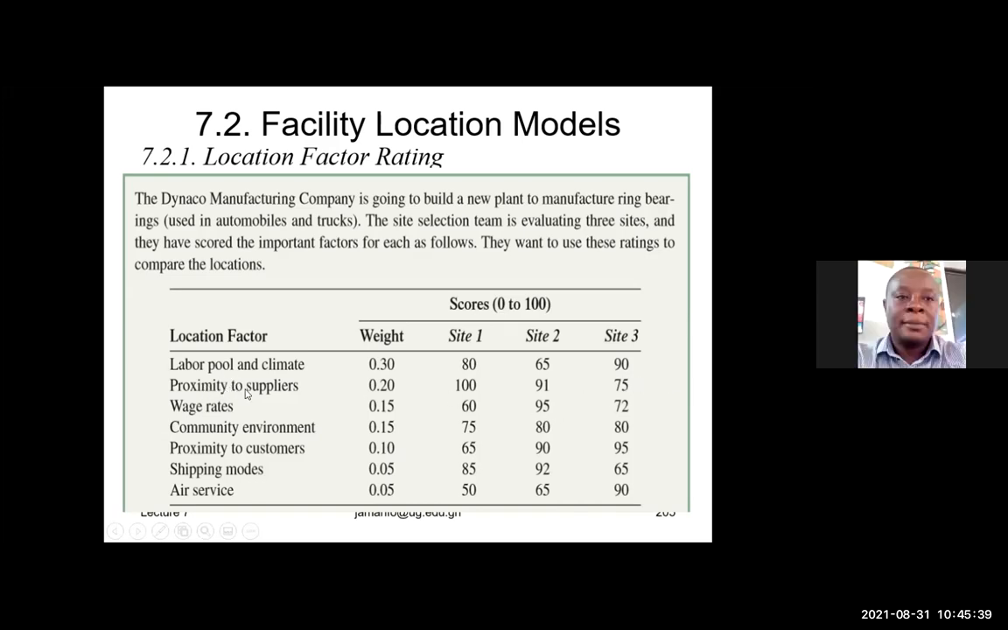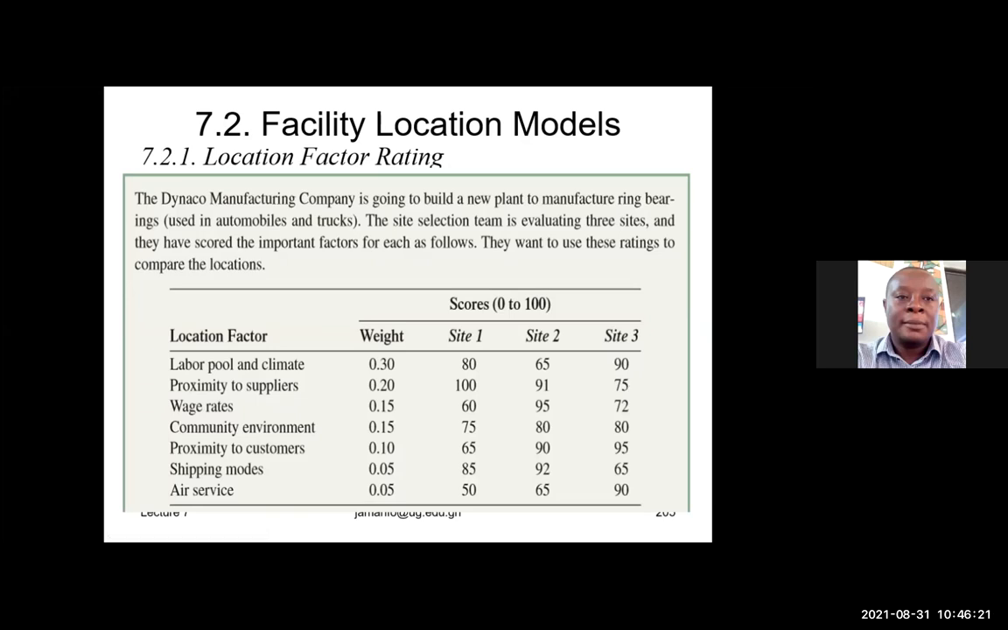Now we'll come to proximity to suppliers. For the kind of suppliers we use in this organization, all our suppliers are located in and around Adenta. So we give this site 100. Abokobi, yes, some of the suppliers are also there, even though we currently don't use them. So we give them 91. Madina, they're a bit too far from the suppliers. So let's give them 75.